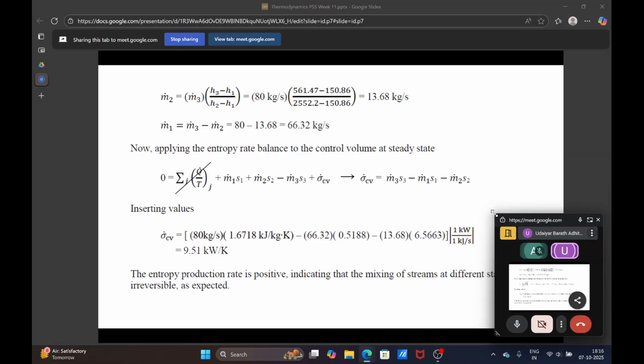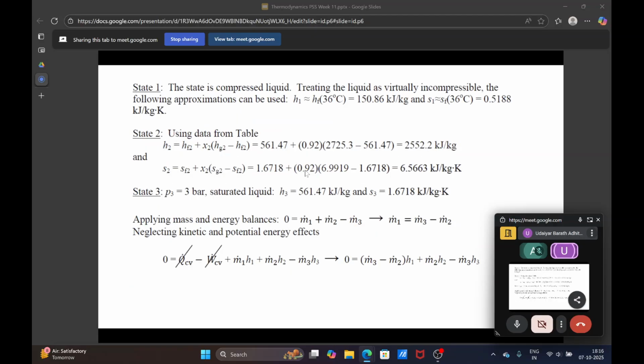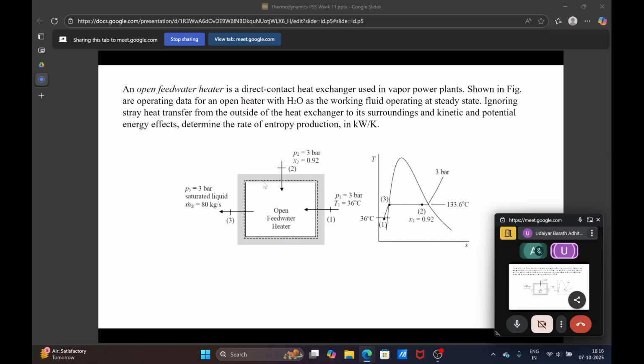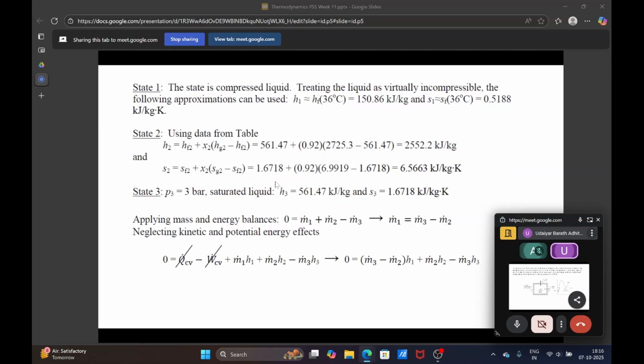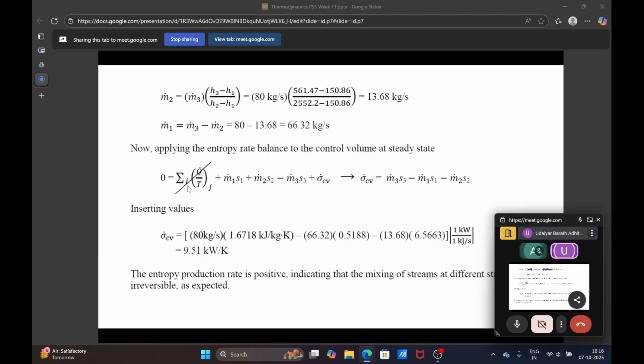Now we apply the entropy balance. We know the enthalpies, we know the masses, so we can straight away apply the entropy balance for this feed water heater. Again, we have two inlet streams and an outlet stream. There is no heat transfer because the open feed water heater is insulated, and since it's steady state, ds by dt is 0. So you get 0 equals summation of Q by T, which is 0, plus the entropy of the streams coming in minus the one going out, plus the entropy generated. That is your entropy balance.